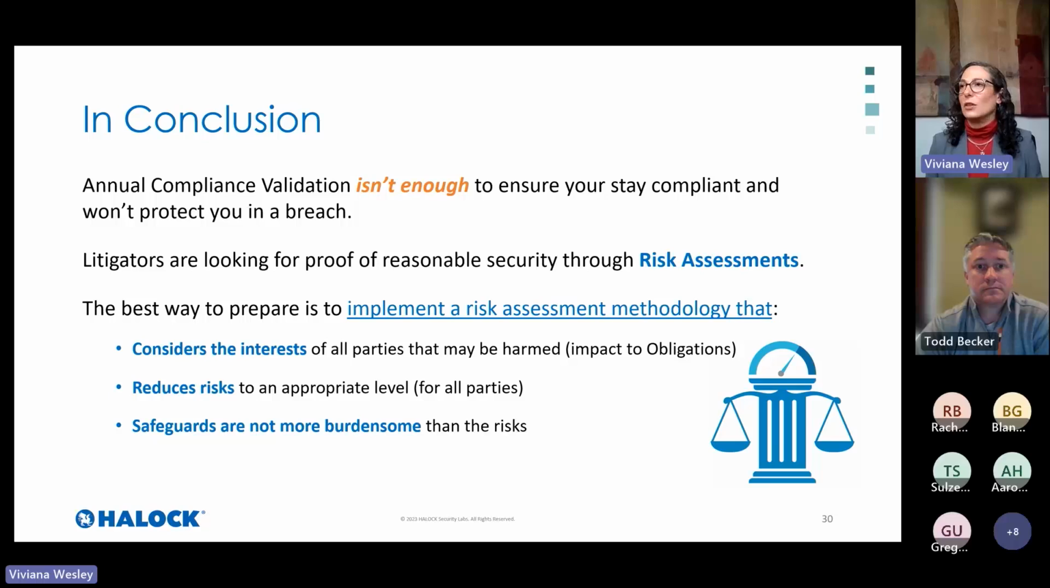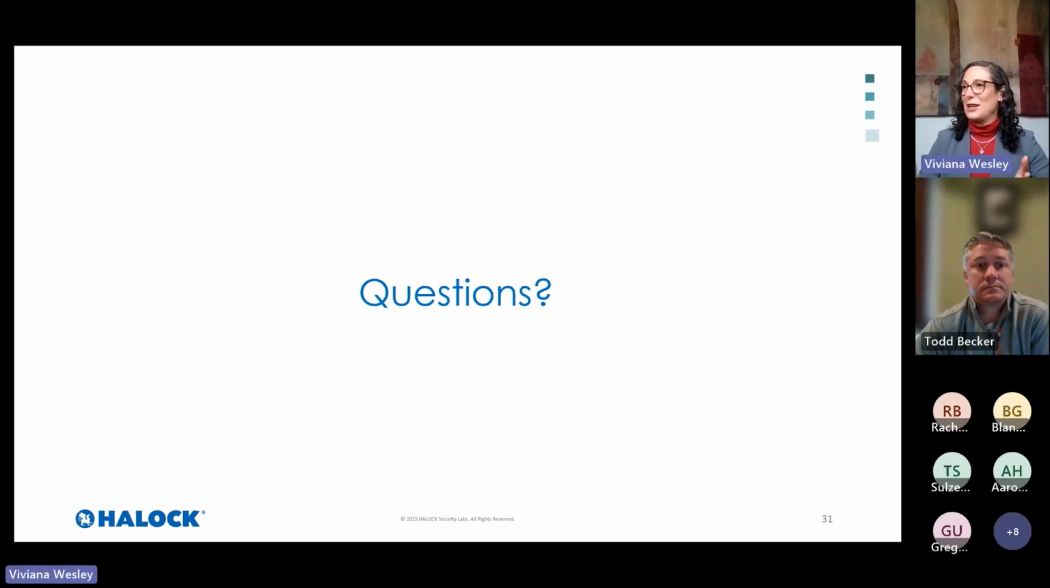We are glad to see that they're including control objectives to help people understand exactly what the intent of controls are. But we want to make sure that organizations know that to properly protect themselves, reasonable security through risk assessment methodologies that look at the impacts to their organization as well as their obligations is really what's necessary to protect you. So with all of that information, what questions do you all have?